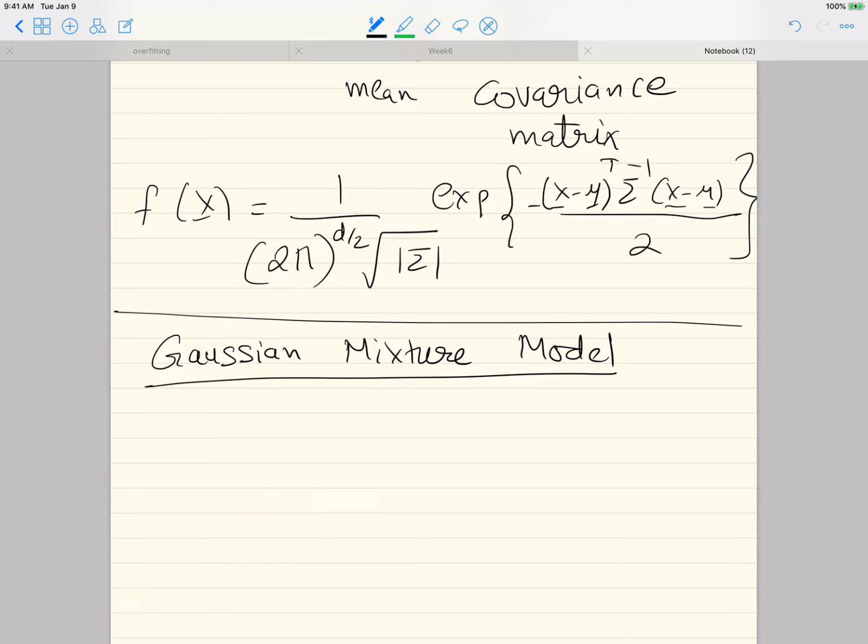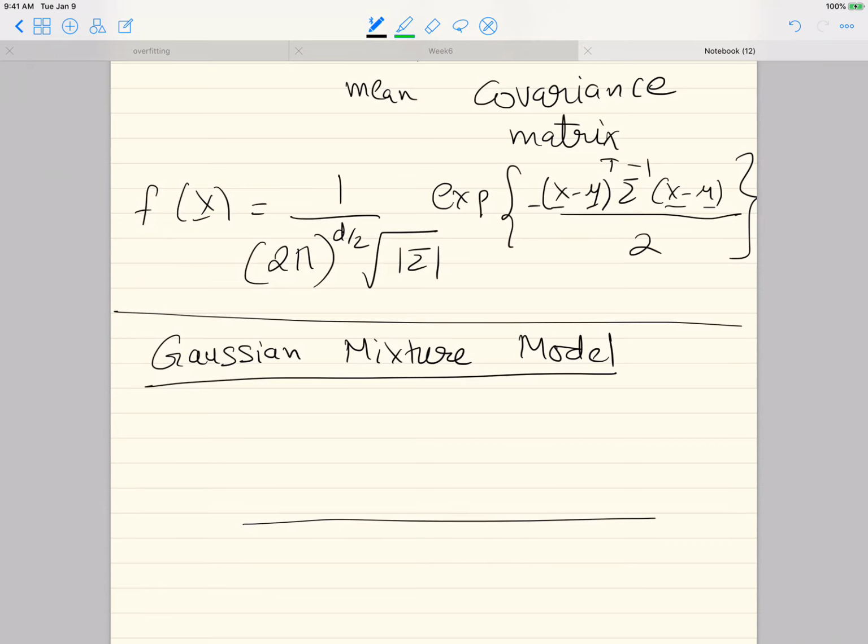This is the class of density functions. We are not interested in pure Gaussians. That is usually too restrictive. We are interested in a generalization of Gaussian density functions, which is the Gaussian mixture model. It's one step beyond multivariate Gaussians. We want to make things more complicated. So the idea is the following.